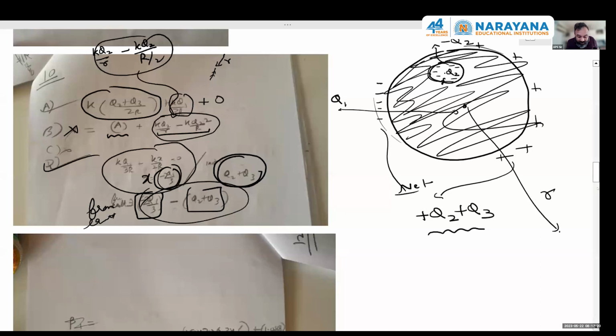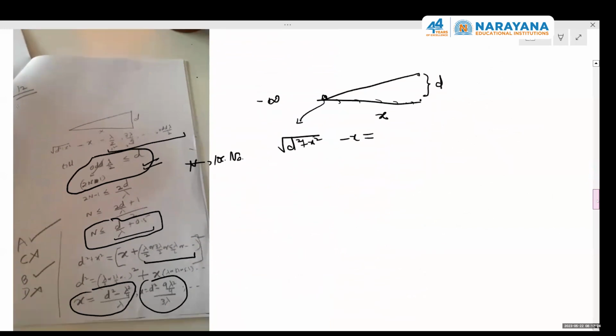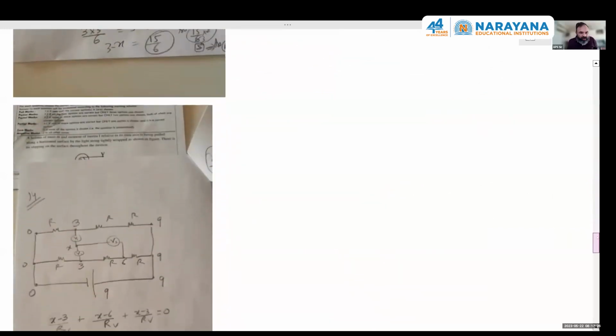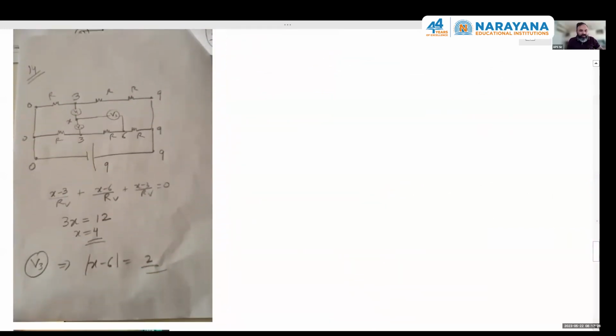Which problem? Wait. 14th. Okay, let me take up question 14. Yeah, this is a nice problem, because these voltmeters are ideal. Look at the method I have adopted.